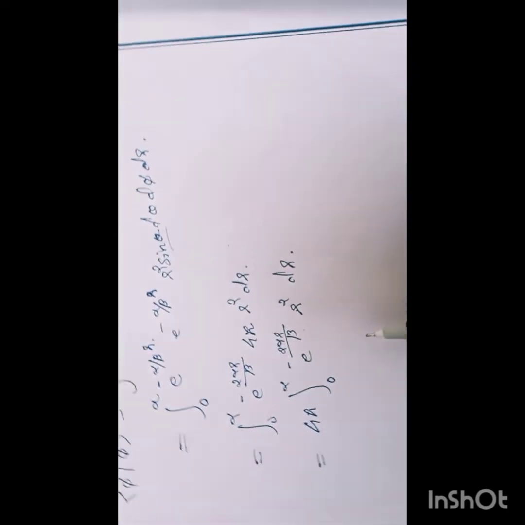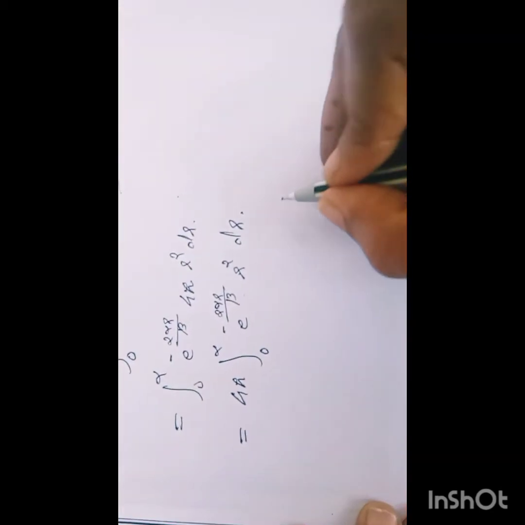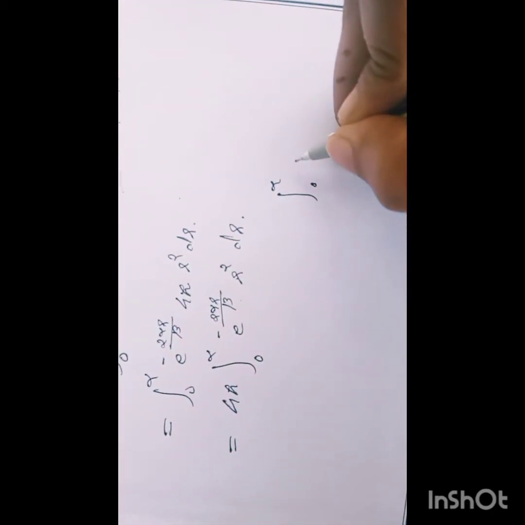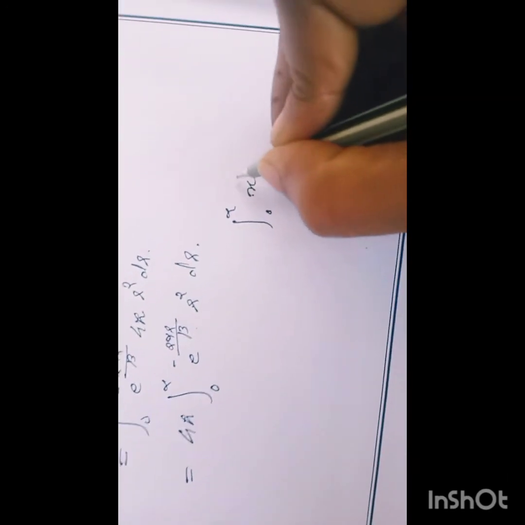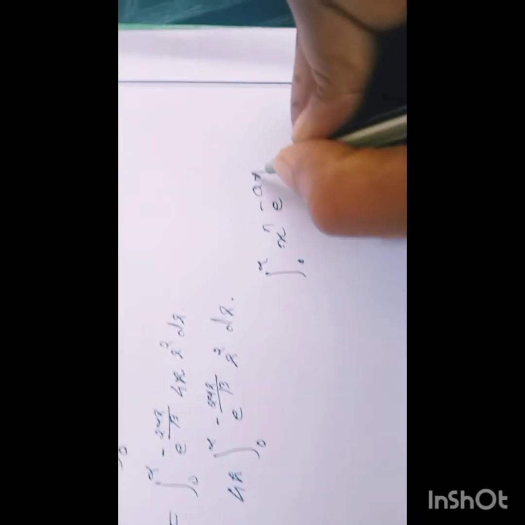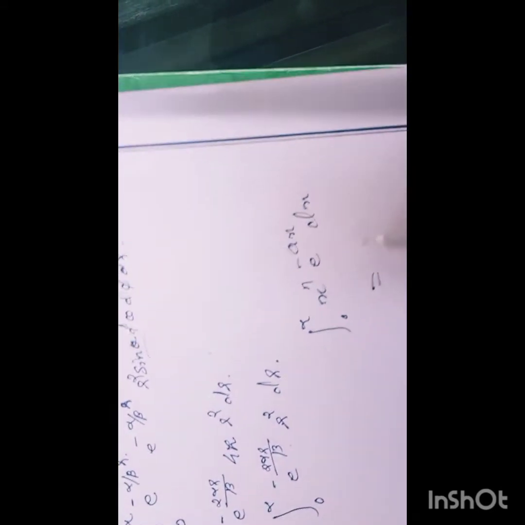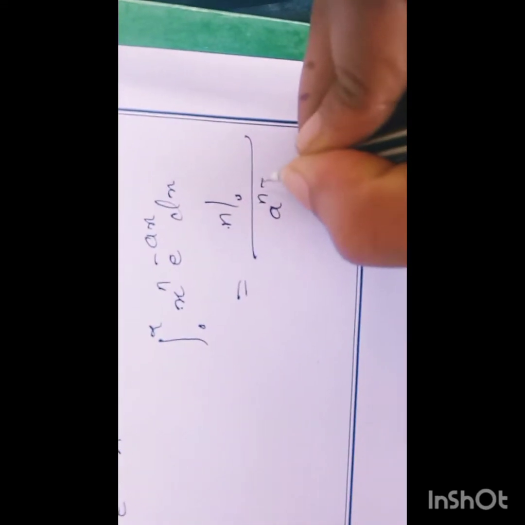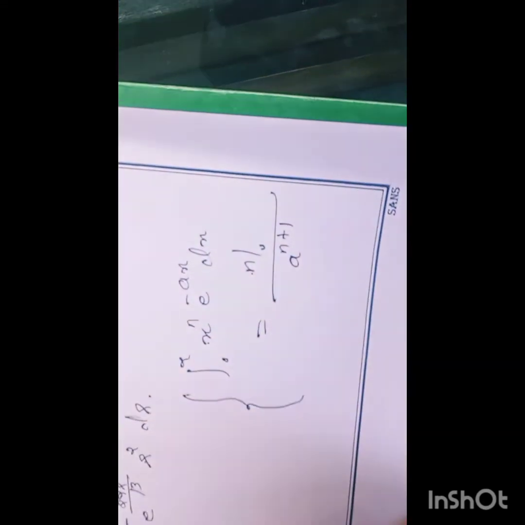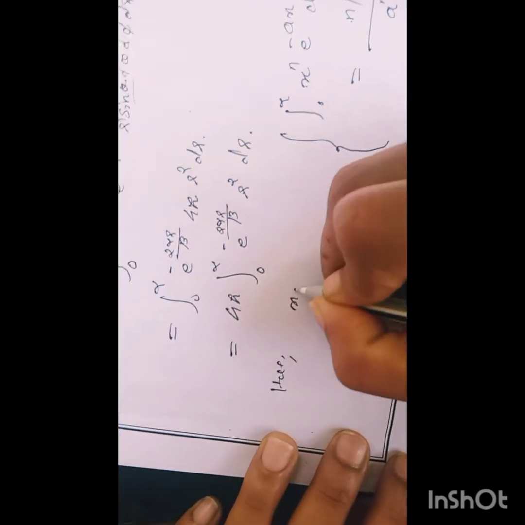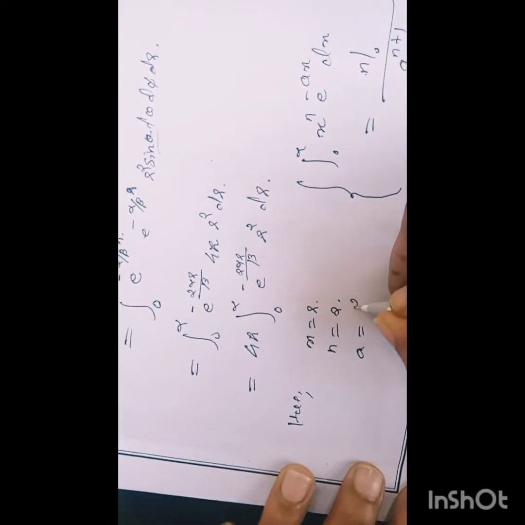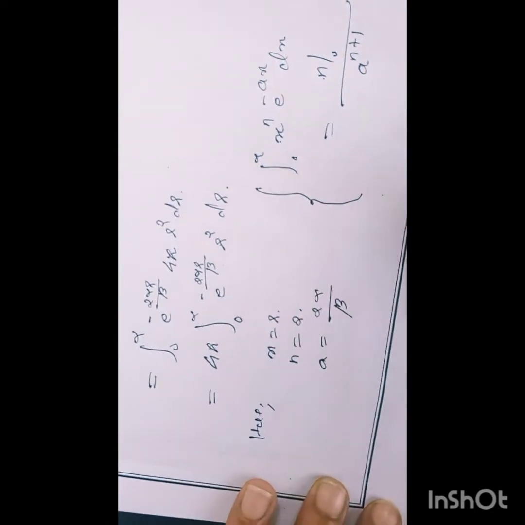And this integral is in the form of a standard integral. That is, integral 0 to infinity x raised to n e raised to minus ax dx is equal to n factorial divided by a raised to n plus 1. Here x is equal to r, n is equal to 2, and a is equal to 2 alpha by beta.